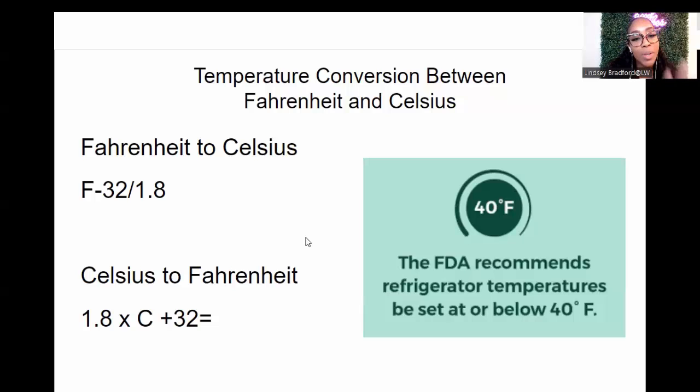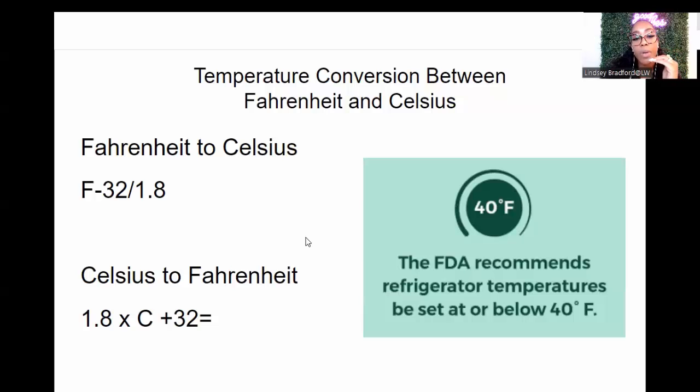So when you do this Fahrenheit to Celsius, you have F minus 32 divided by 1.8. Some people try to add this 1.8. You do not add the 1.8. When you're going from Fahrenheit to Celsius, it's always going to be divided by 1.8. We're going to practice this on the next screen.